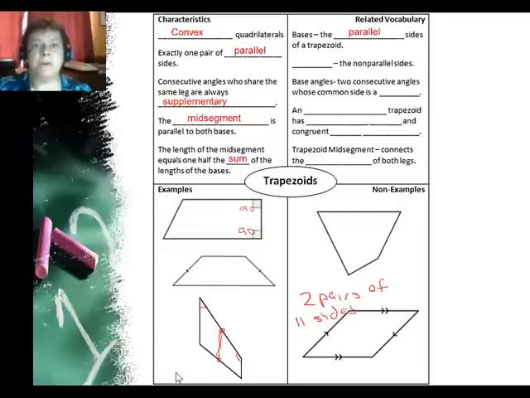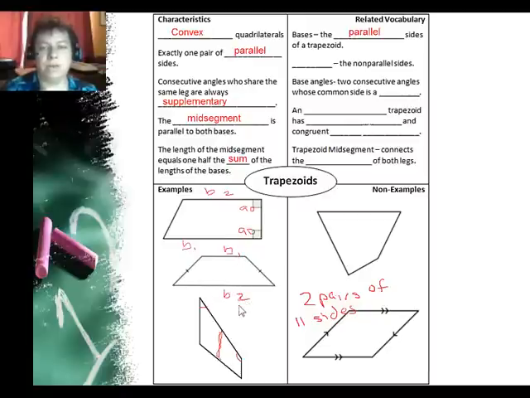So I've been using some words, bases and legs, so let's talk about those words. Bases are the parallel sides. So oftentimes we normally put a trapezoid on a base. So this could be base 1 and that could be base 2. Same thing here. It doesn't really matter if you put base 1 and base 2, one on top or one on the bottom, but they're just two different bases. On this bottom trapezoid, the bases are actually vertical. So there they are. The bases are basically the two parallel sides.